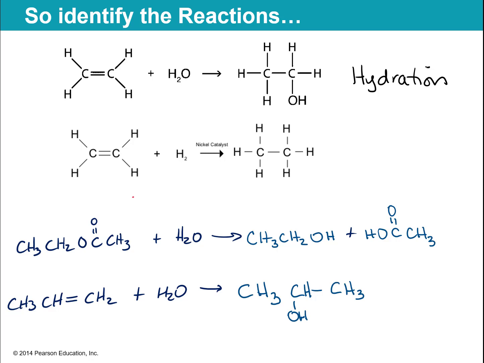What about the next one? Hydrogenation. So here I'm adding hydrogen to break the double bond. I think of it as hydrogenation. The word hydrogen, then ation, if you're trying to spell it right. Okay, now tell me, what's this one? Just notice I'm not breaking a double bond. So there is condensation, hydrolysis, hydration, hydrogenation.